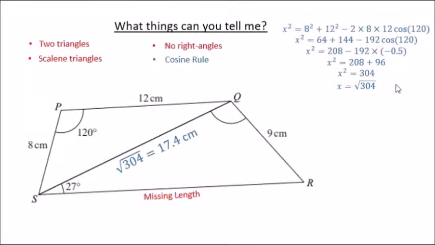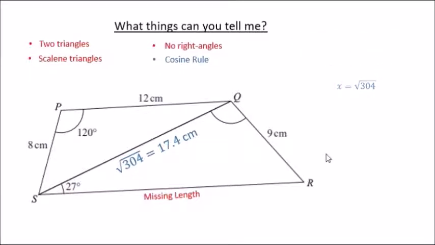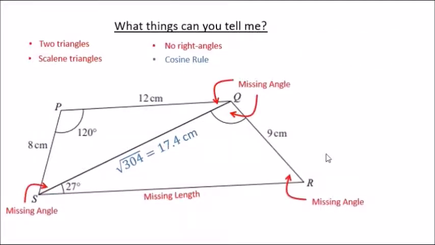Next thing we can notice is that this length, we can't calculate this length straight away. We'd need this angle here because it's opposite the length. So we should also notice that we have all of these missing angles. Now, some of these angles we can calculate using the sine rule. These angles here.